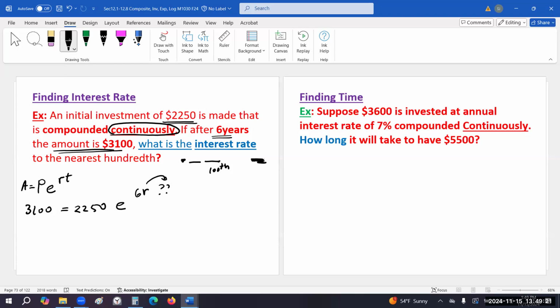Anytime you're solving for either interest rate or time, you must apply ln. But we cannot yet, because we have this 2250. First we get rid of 2250, because we are allowed to apply ln only when our exponential term is alone. So we get 3100 over 2250 equals e to the 6r. Now we can apply ln to both sides, so they cancel out.